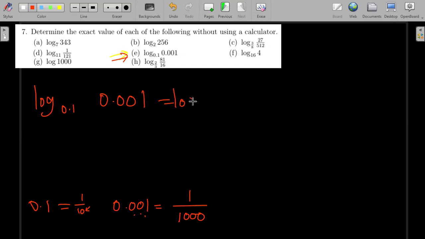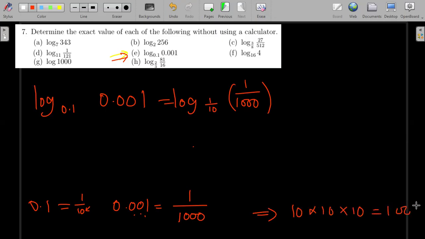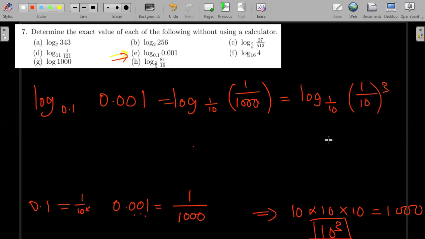So this will now be log 1 over 10, and then I have 1 over 1000 like that. But I can express this 1 over 1000 as 1 over 10 to the power something. So we know that if I say 10 times 10 times 10, this is going to give me 1000, which is just 10 to the power 3, right? Okay, so meaning that I can write this as log 1 over 10, and then this one here inside, I'll write it as 1 over 10, and then to the power 3.